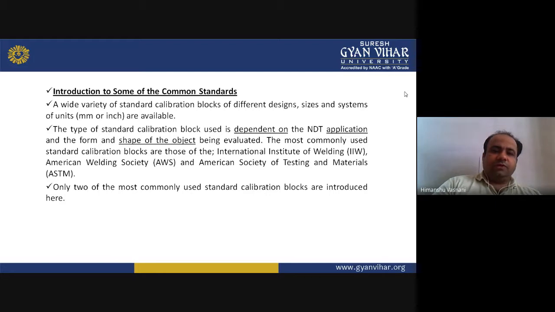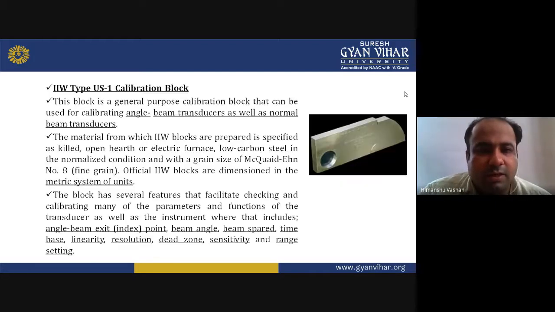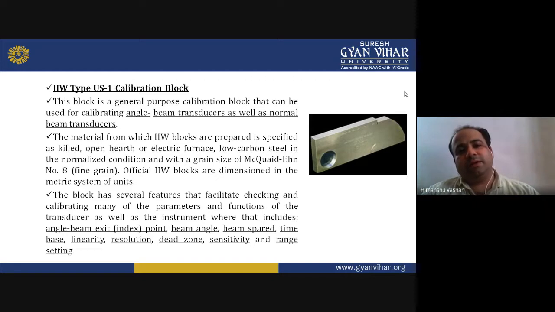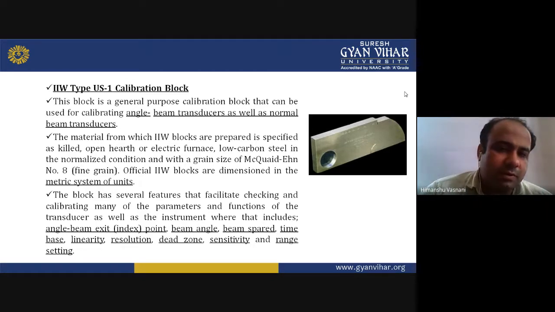Out of these three, two of the most commonly used standard calibration blocks are like the IIW Type US1 calibration block. This is a general purpose calibration block, as you can see in the figure, that can be used for calibrating angle beam transducers as well as normal beam transducers.